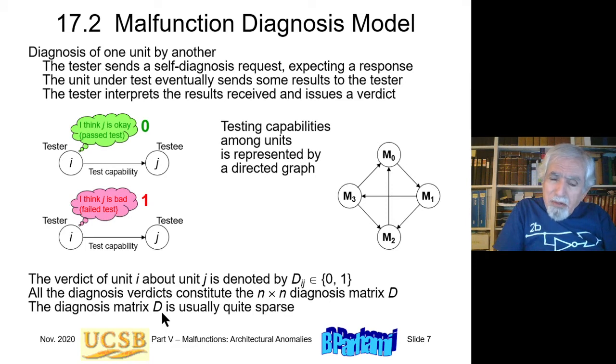The diagnostic matrix D is usually sparse because we will have D01 because unit 0 tests unit 1, but we don't have D10 because unit 1 does not test unit 0. So many of the entries of Dij may be 0 because no testing takes place for that particular combination.